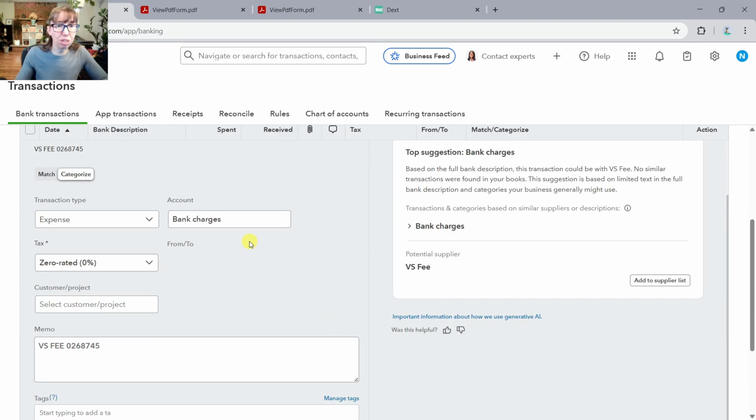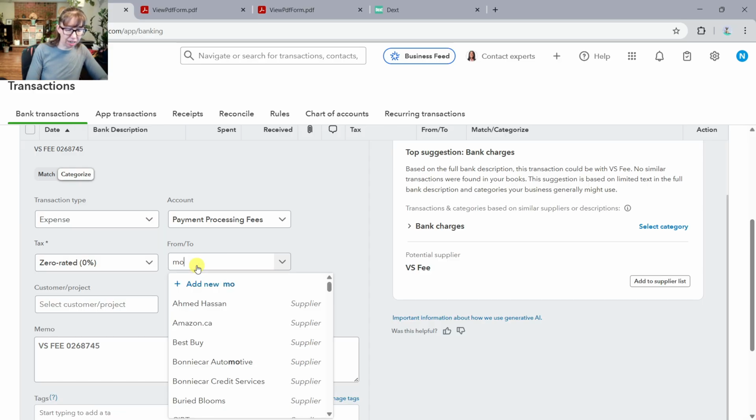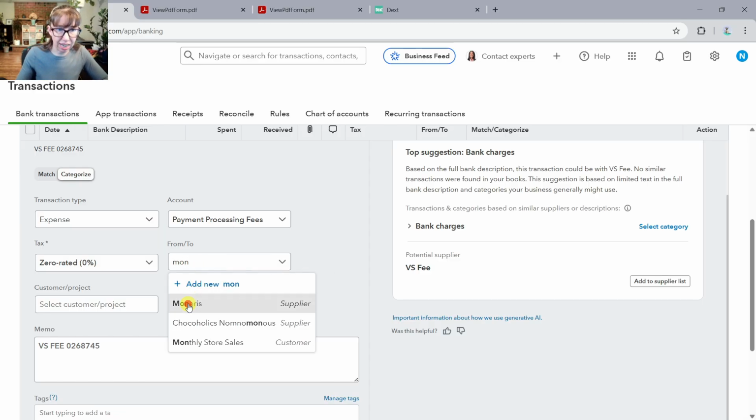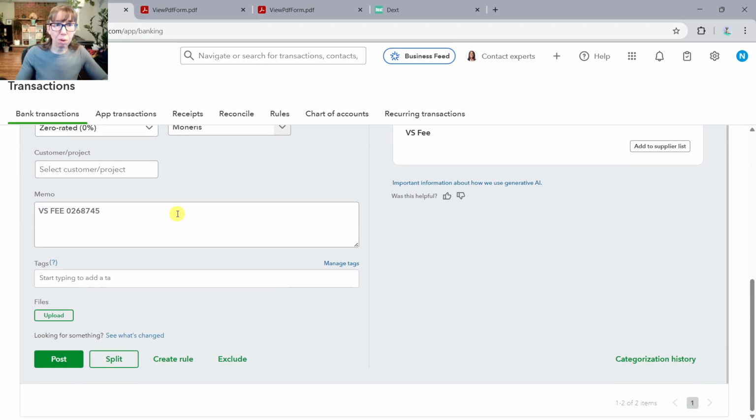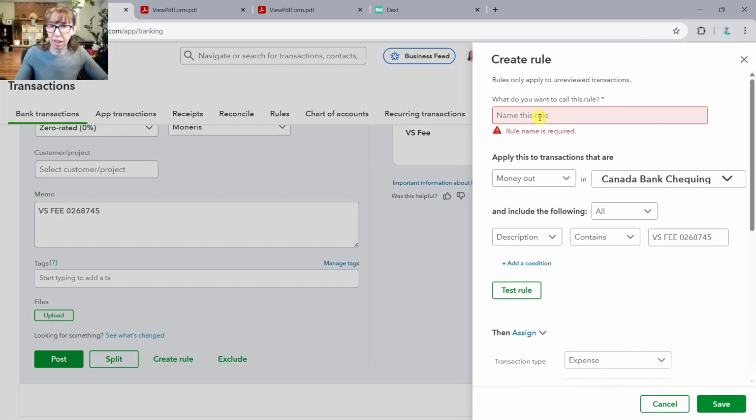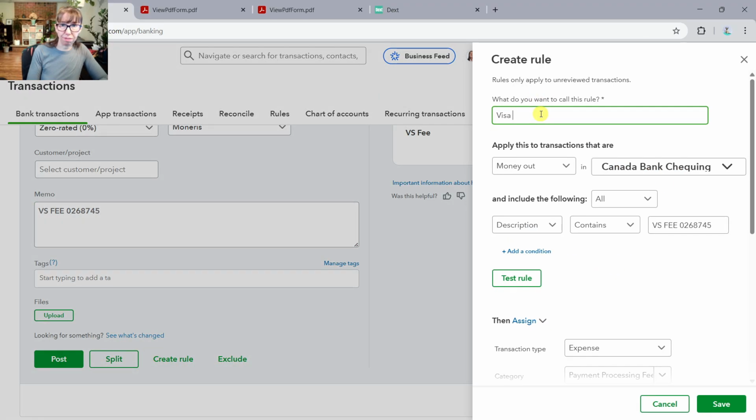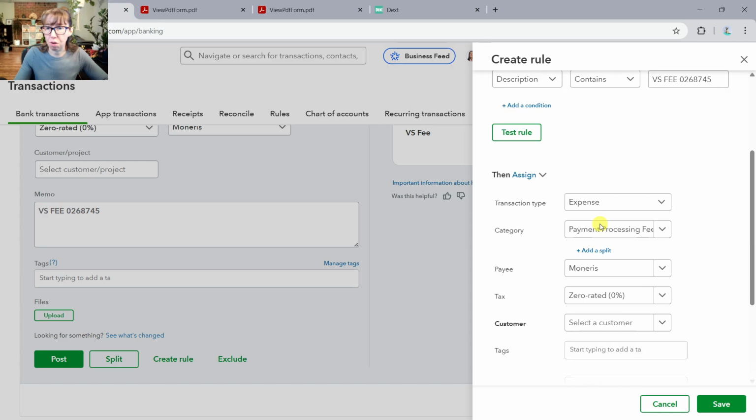The way we add a rule is we line it up. So this is payment processing fees. And to from, that is Moneris is the name. I always like to have a name. And when we've lined it all up, we can go ahead and create rule. And I'm going to call this the Visa Moneris fee. And so basically every time it sees that, it's going to line it up for us.